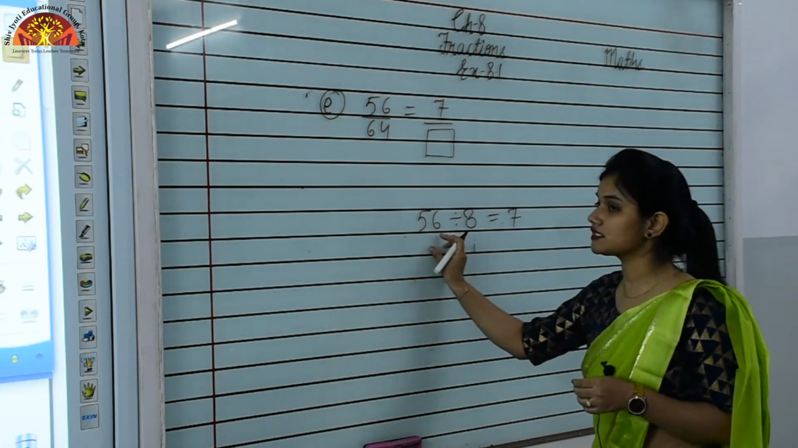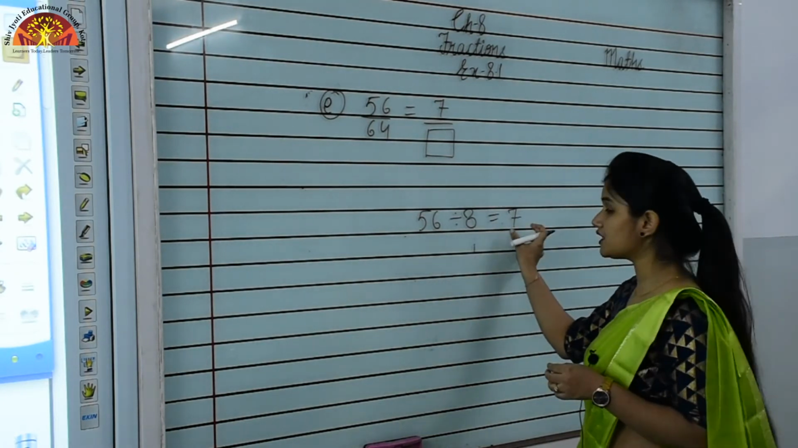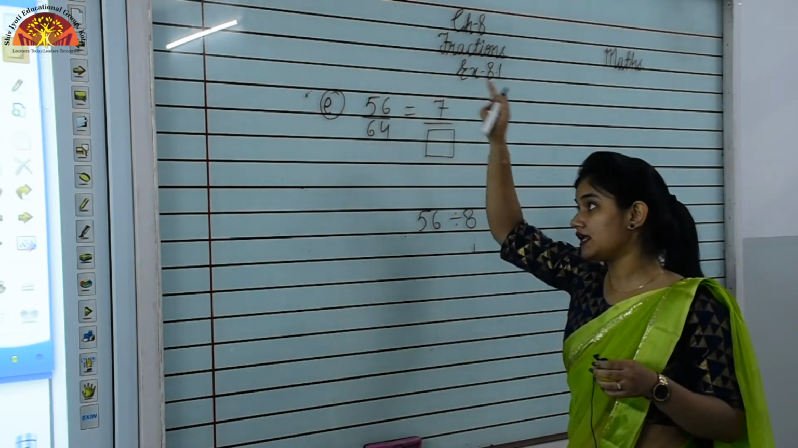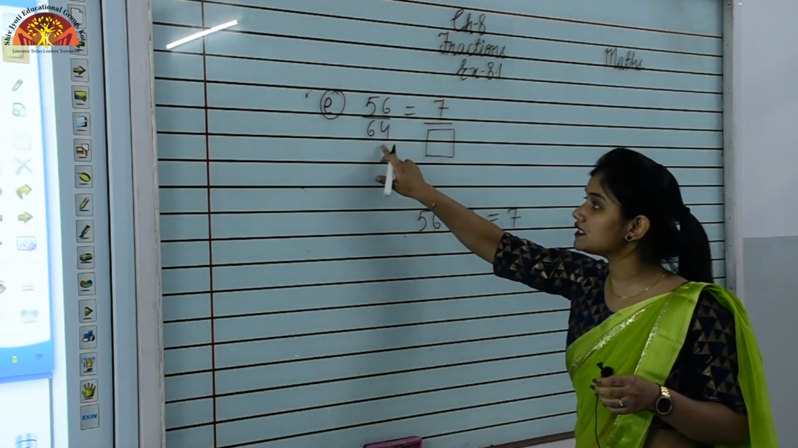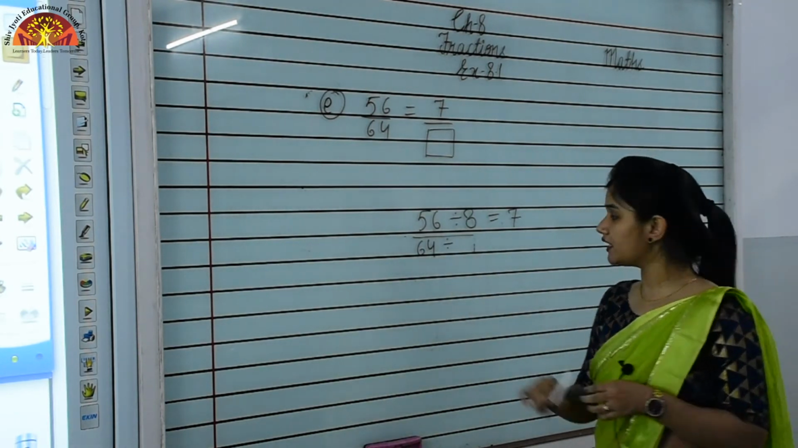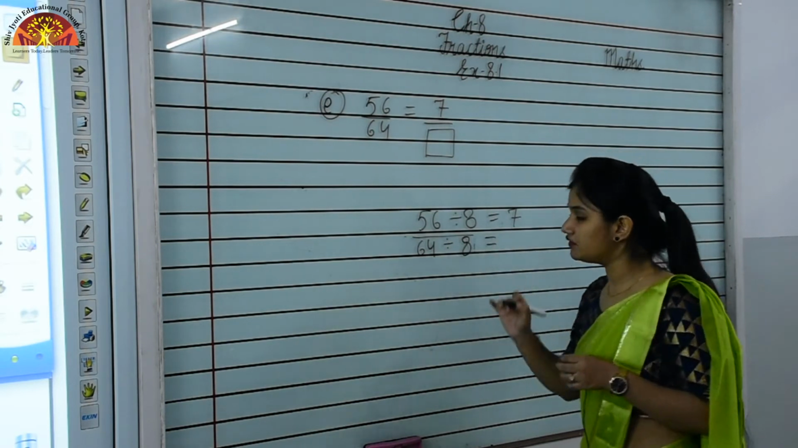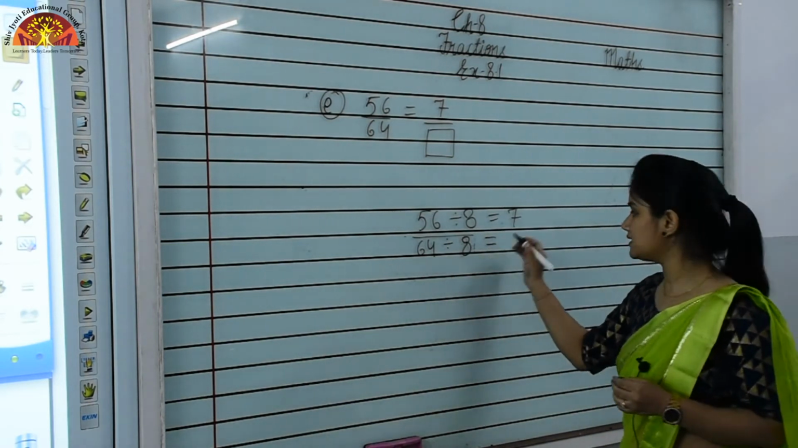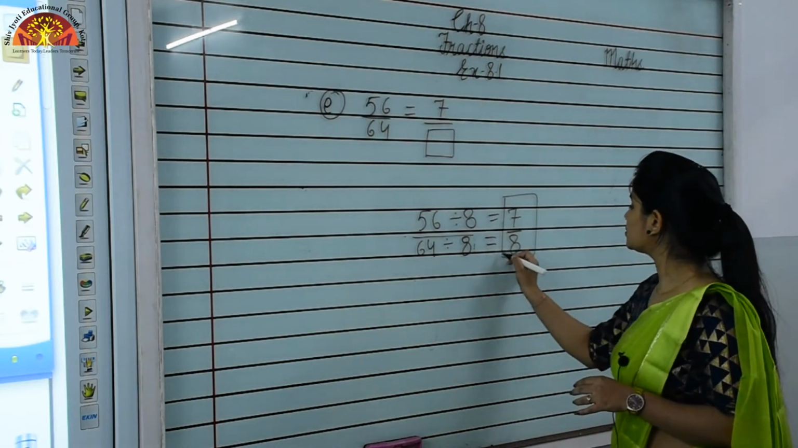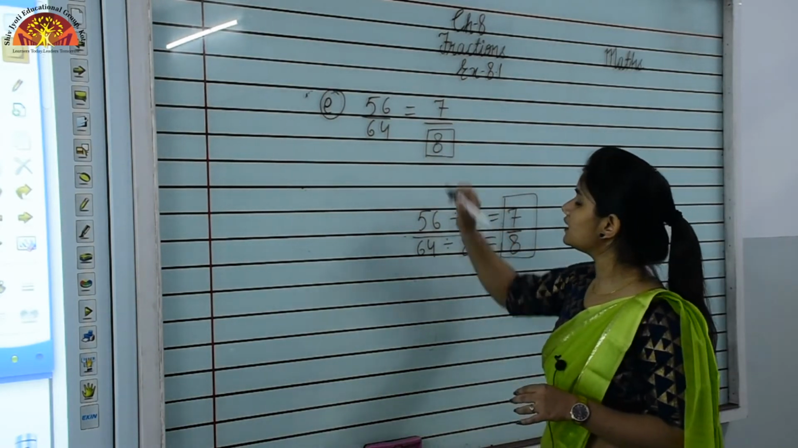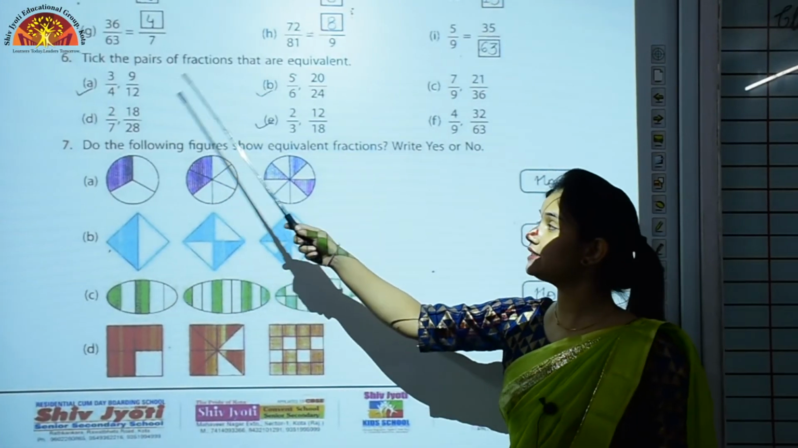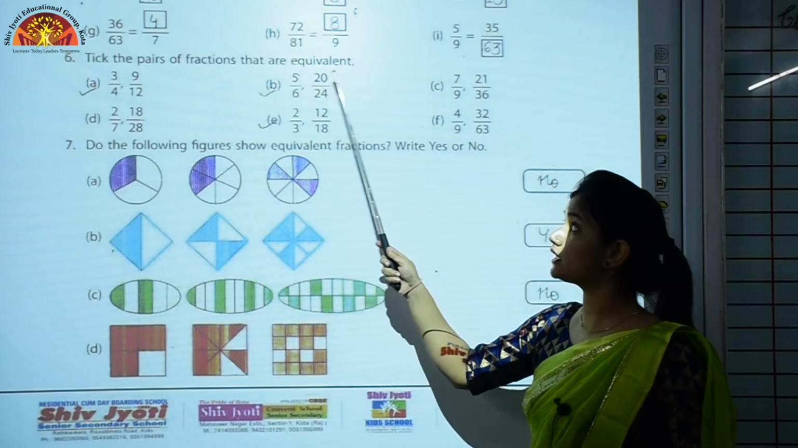It means 56 को अगर मैं 8 से डिवाइड करूँ तो मुझे क्या मिलेगा, 7. And if I am dividing 56 by 8, then I have to divide the 64 by 8. मुझे 64 को भी किससे डिवाइड करना पड़ेगा, 8 से. And after dividing 64 by 8, I will get 8 because 8 8s are 64. So the fraction is 7 upon 8. Is it clear students?